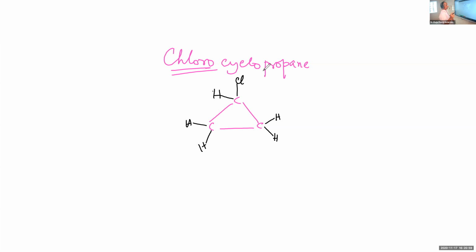And if you are asked to draw the bond line structure, bond line means only the bonds between the carbon atoms are shown by the zigzag line. So the bond line structure will be, say, like this. And here there is a heteroatom, chlorine. That is chlorocyclopropane.